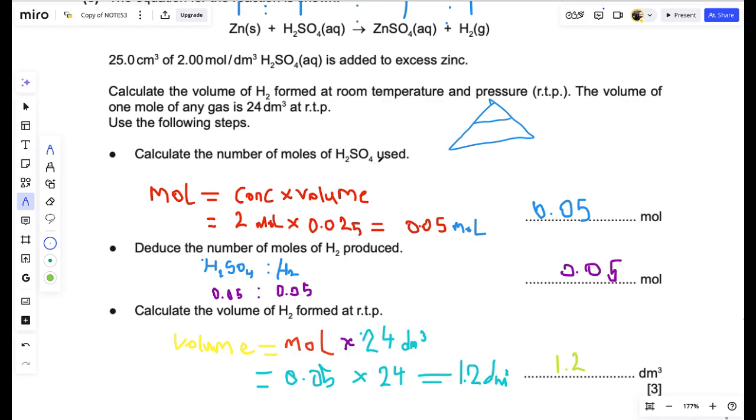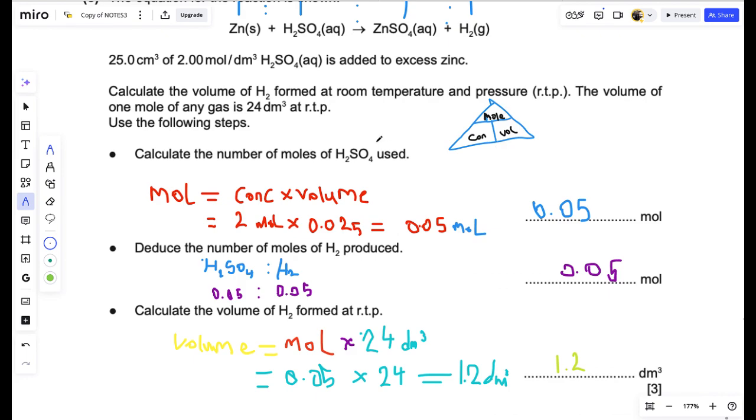We can use the triangular formula to determine the formula. For example, we can say mole is here, equal to concentration and volume here. So don't forget all these triangular formulas. Okay, so mole equals concentration times volume.